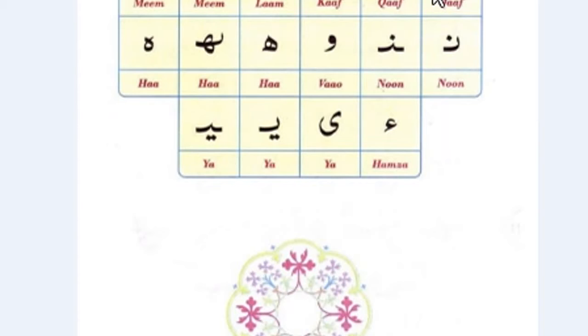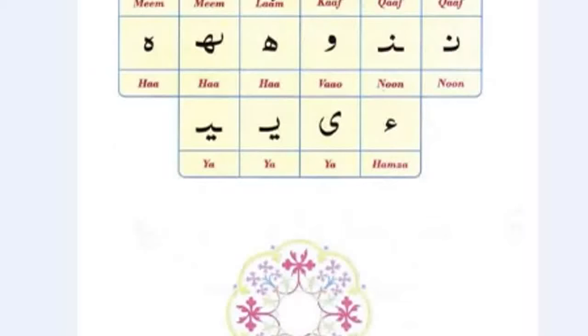Qaf. When qaf comes between two letters, it is in this shape. Qaf. When qaf connects with the other letter, it is in this shape. Kaf. When kaf does not connect with the next letter, it is in this shape.